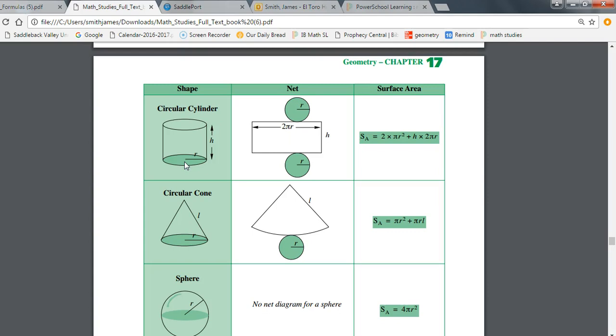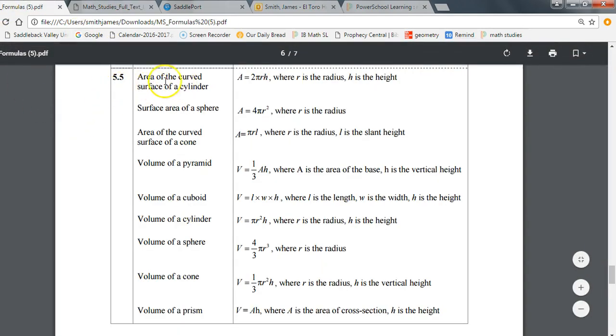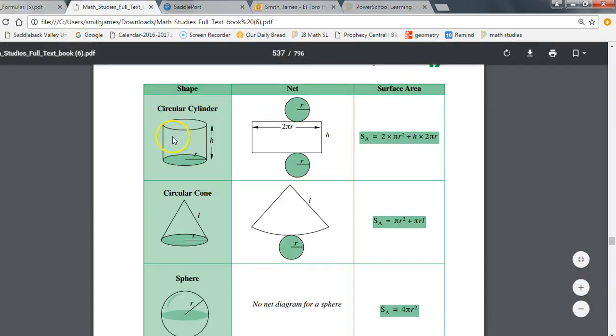So what we have to recognize is if I want the total surface area, I have to do the curved surface plus this circle plus this circle. So remember, three-dimensional shapes are always made up of bases and a lateral area. What they give you in the formula packet is just the lateral area. That's what they call the curved surface, or what we would probably have seen as the lateral area. So I get the lateral area, plus I also have to add in 2 circles to get the total surface area.